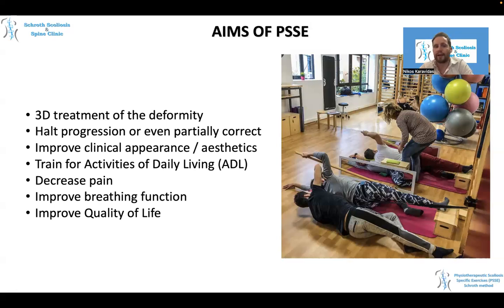Of course, you need to improve clinical appearance and aesthetics. This is one of the most important reasons why a patient with scoliosis is seeking treatment. You must train them for the activities of daily living. And especially in adults, you need to decrease the pain. Many times the adult population with scoliosis come to our clinic due to pain. You need to improve the breathing function, especially in severe thoracic scoliosis. And generally speaking, you need to improve their quality of life.